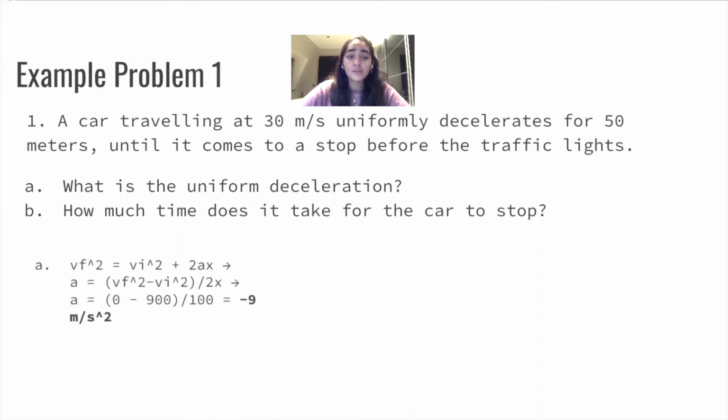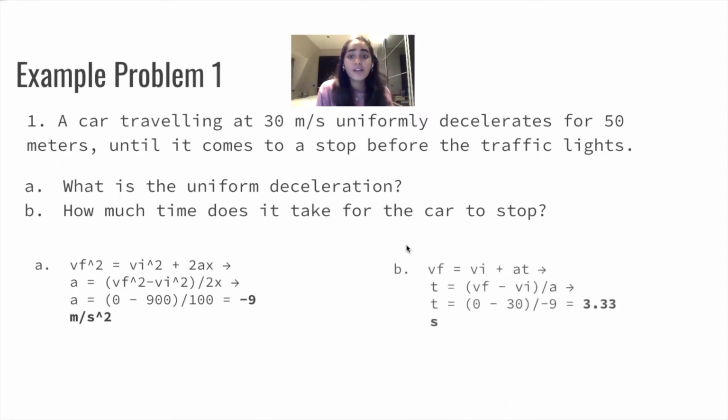So for these problems, it is purely just using the formulas that we've been using previously. First up, we're going to use this formula: the final velocity squared equals the initial velocity squared plus 2ax. We can rearrange the variables to solve for the acceleration. When we plug in the values for the initial velocity squared, the final velocity squared, which we know is 0 because it comes to a stop, and the change in x position, which is 50, we get negative 9 meters per second squared.